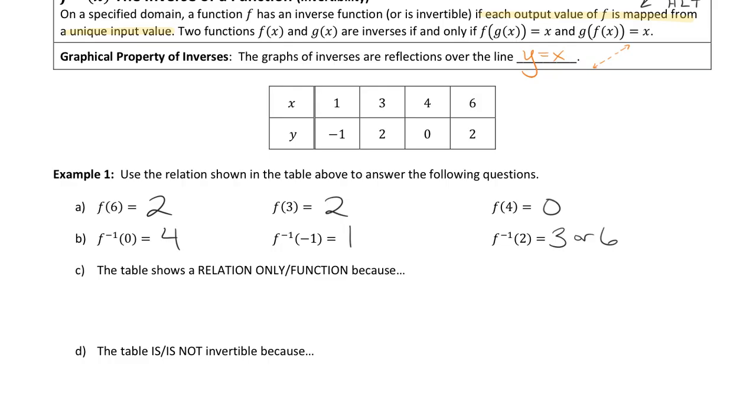Part C says the table shows a relation only or a function, because this is similar to the question I asked you at the door. Is that table a function? No. Why not? It's the y that can map to the x. So at the door, remember when we came in, I said what couldn't repeat? The x's. Did any of those x values or input values repeat? No. So this one is a function because all input values are unique. That's the mathematical definition of saying can't repeat your x's. All input values are unique.